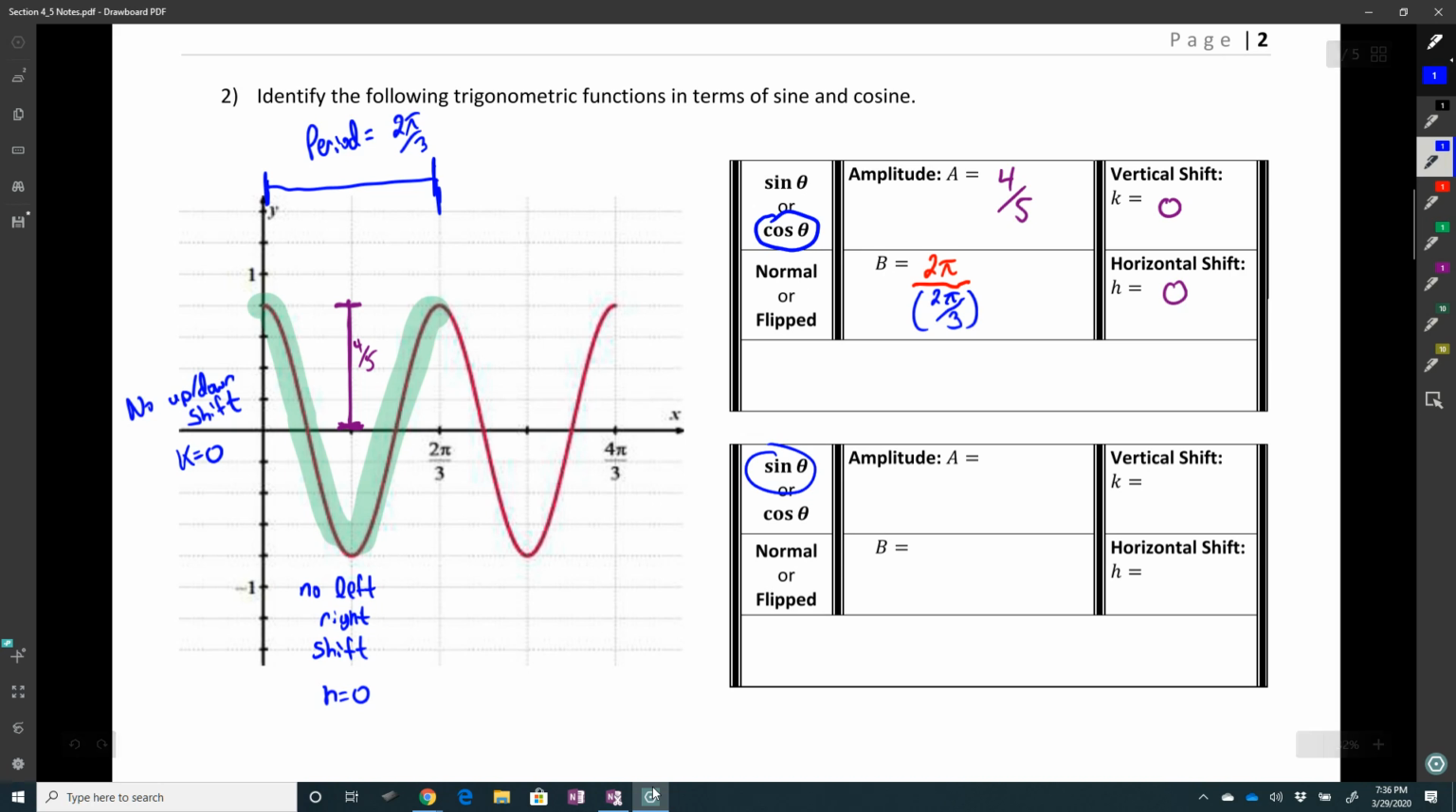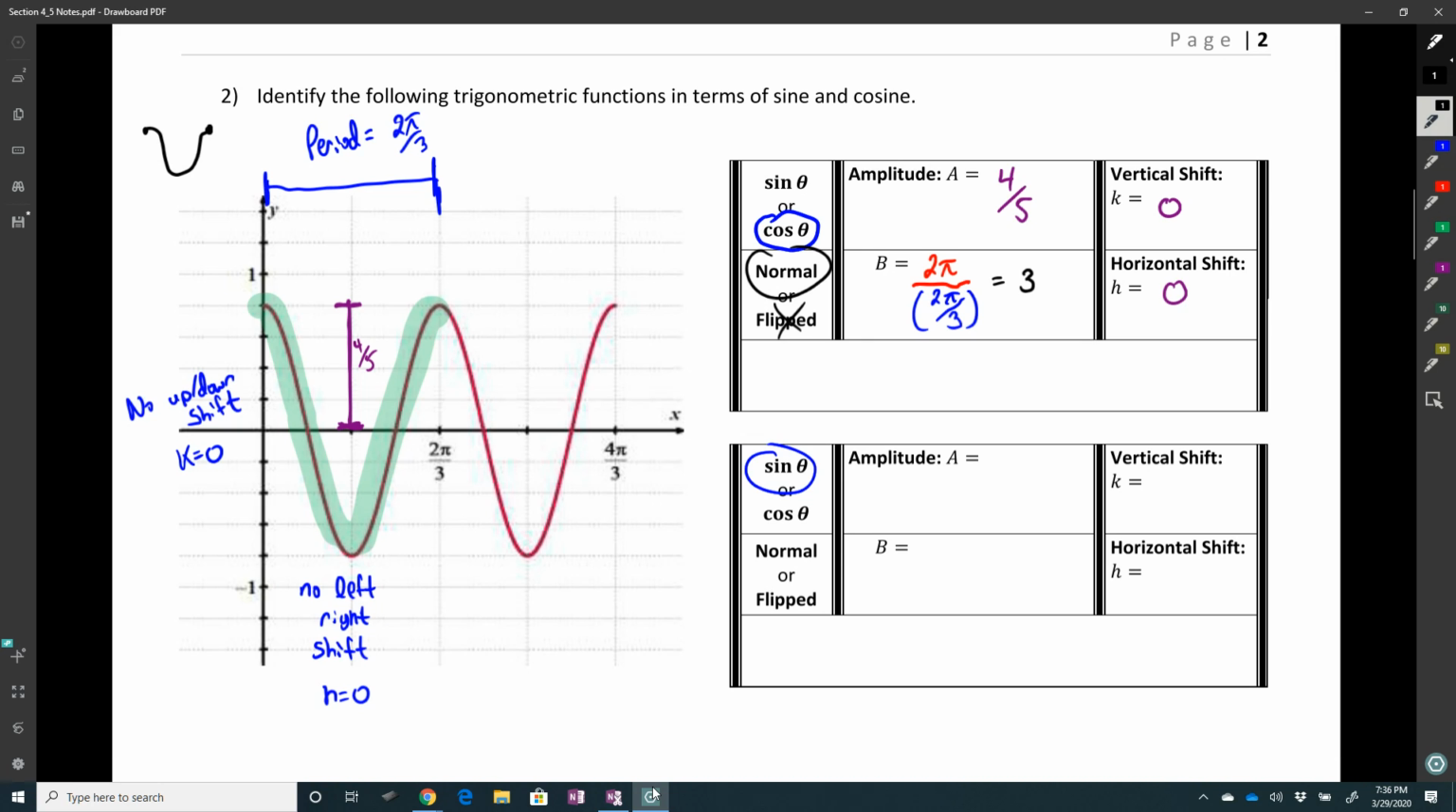But notice the 2 pi's cancel. And if you work this out, you're going to end up with just 3. So the second thing to notice is that normal are flipped. Well, a normal cosine looks like that. And that's what my graph looks like. So it's normal. And so with all this information, I can come up with my answer.